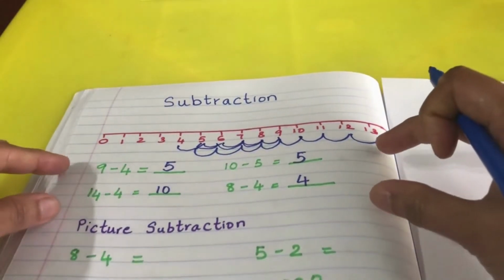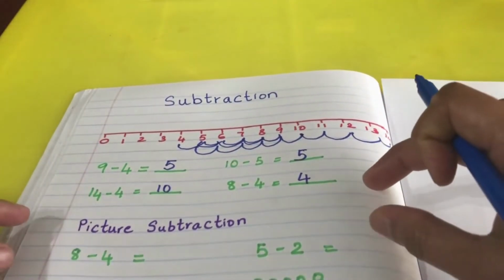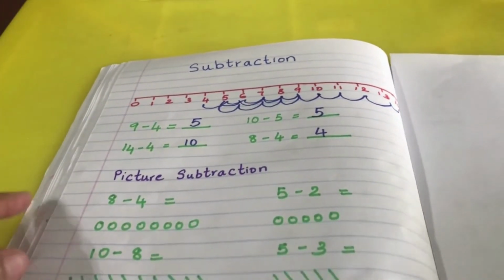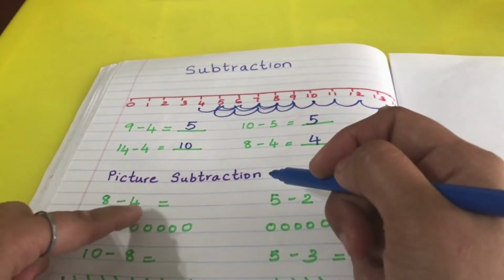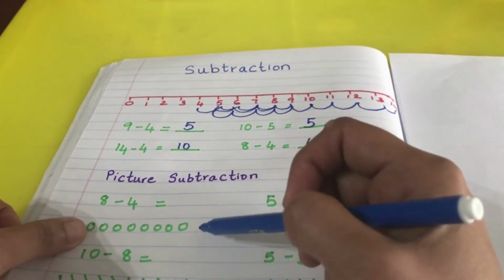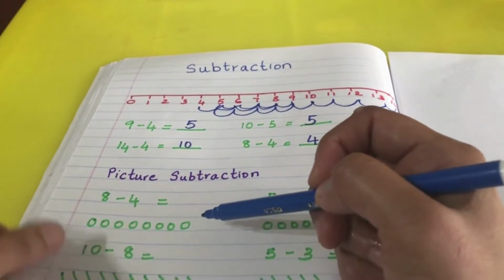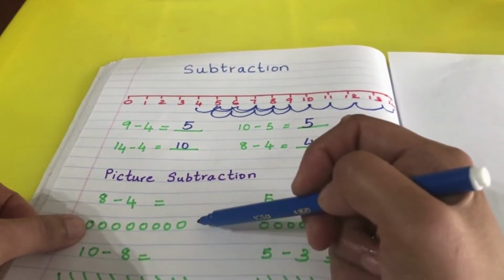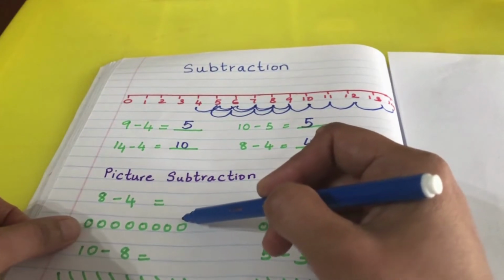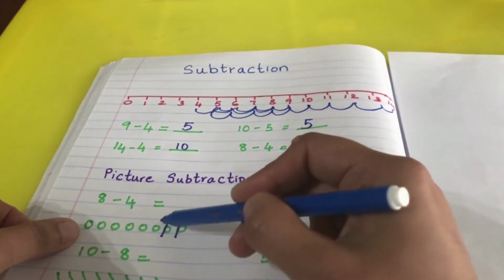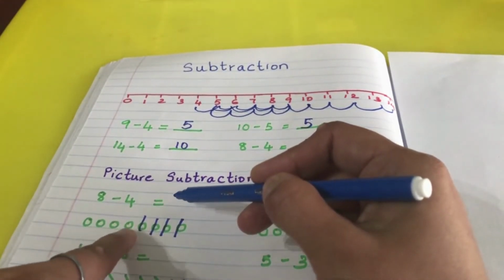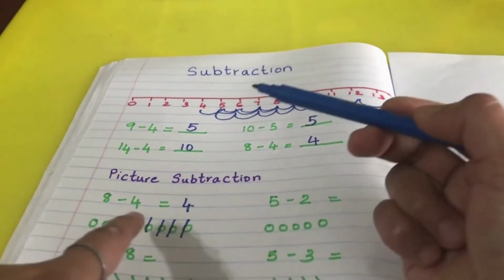After introducing subtraction on number lines, you can introduce picture subtraction. For that, let's take a look at this one. Here the equation is 8 minus 4. So you can ask your kid to draw 8 circles or 8 lines, whichever the kid is comfortable with. So here I drew 8 circles. 8 minus 4 is the equation. So what does the kid have to do? He has to cancel 4 circles. 1, 2, 3, 4. So how many circles are remaining? 1, 2, 3, 4. So the answer is 4.